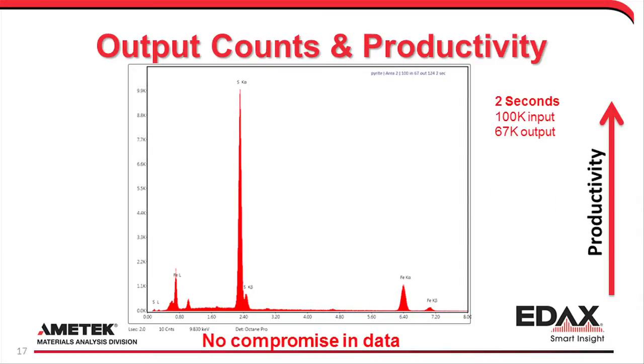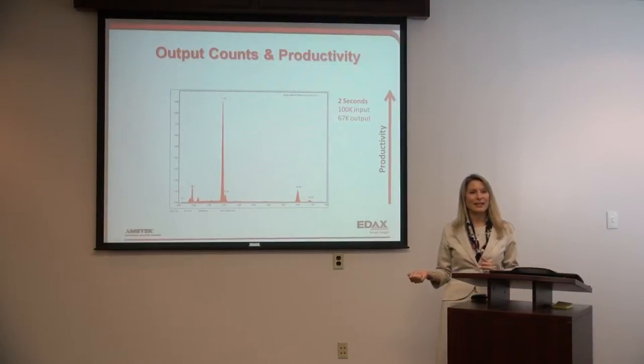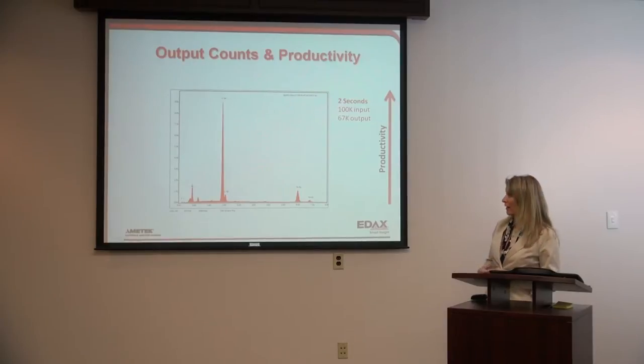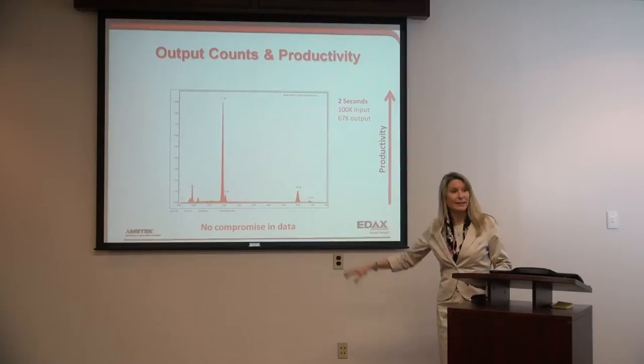But why stop there? If we go to 100,000 counts per second input and 67,000 counts per second output, we could collect for only 2 seconds. So this is where SDD technology has taken us. We could speed up the productivity of our work, get our analysis done more quickly, and not have any compromise in the data.